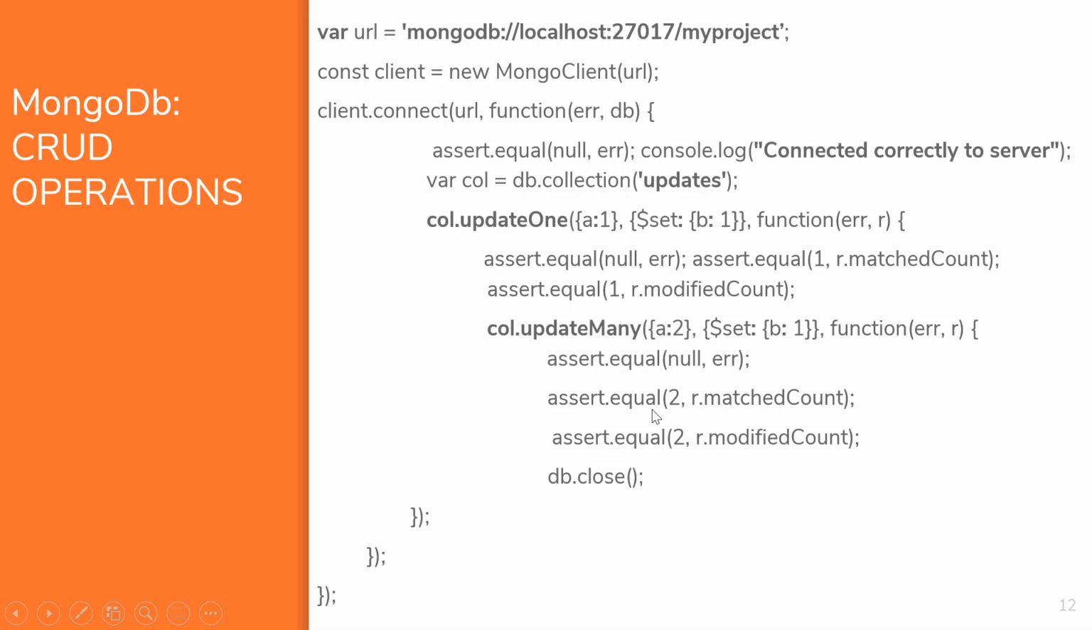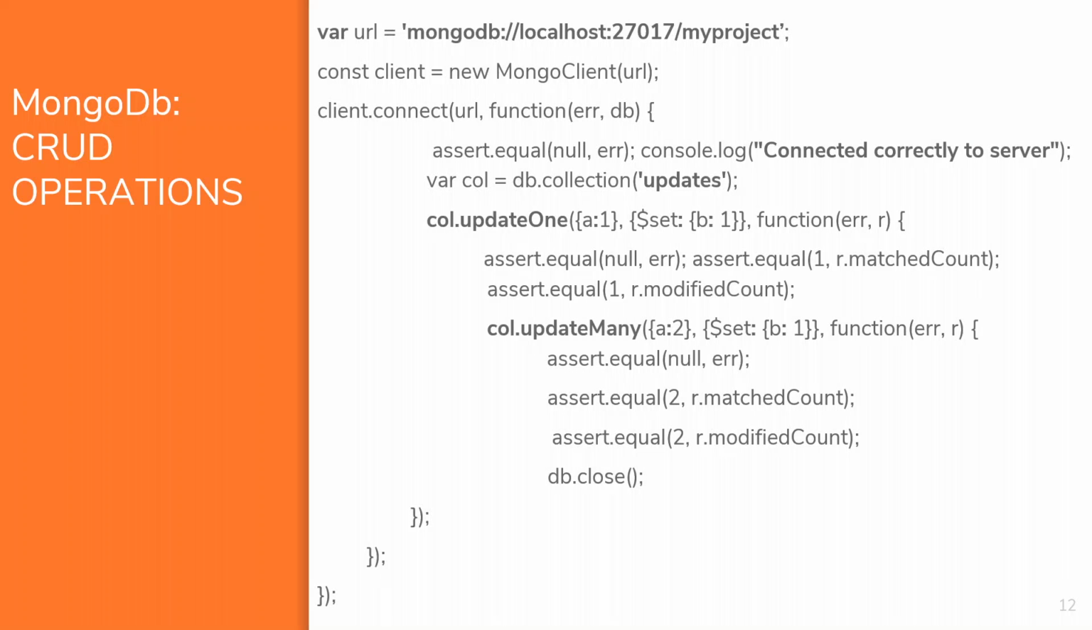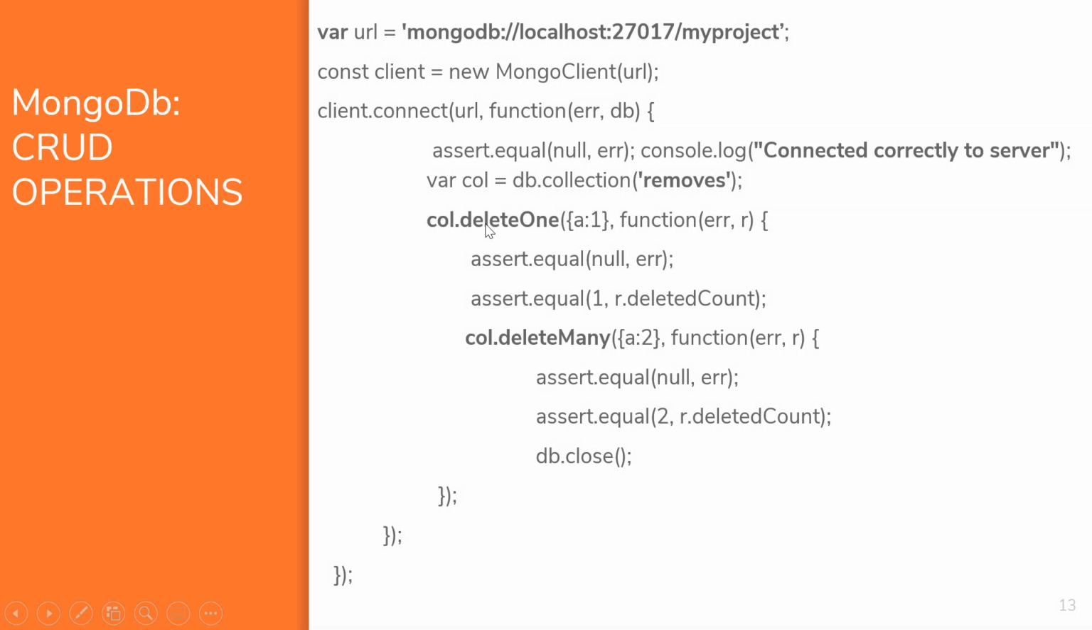It will assert here, and if there is no error, then assert dot equal r dot match count or modified count. So there are 2 entries you can see here, and db dot close. So I'll reiterate, for insert you will use insert one, insert many, and for update you use update one, update many. As you can see, only the operation name is changing over there.